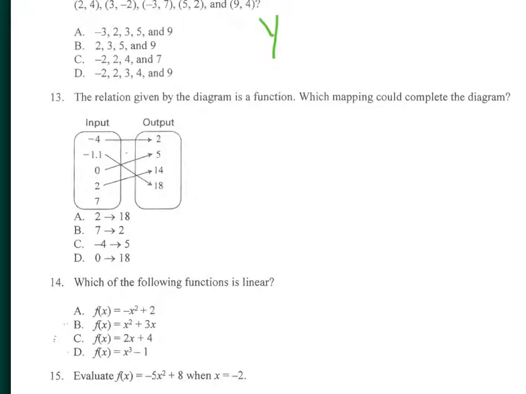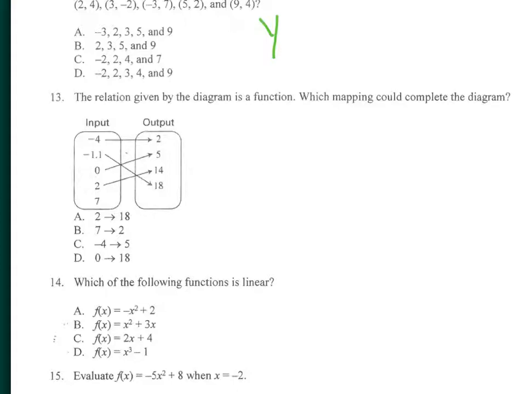On number 13, we got a picture of an input-output. And remember, the rule is for it to be a function, for every input, you can only have one output. Okay? So which of these, A, B, C, or D, would complete the diagram? Would it be A, 2 going to 18?